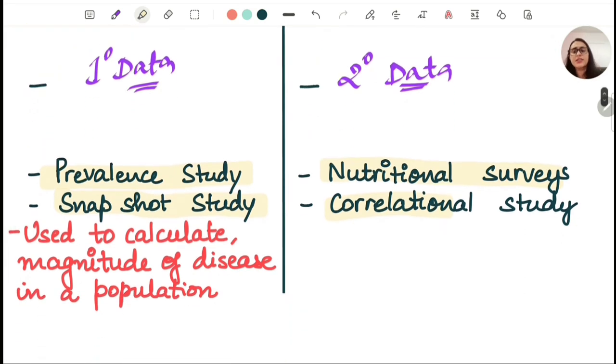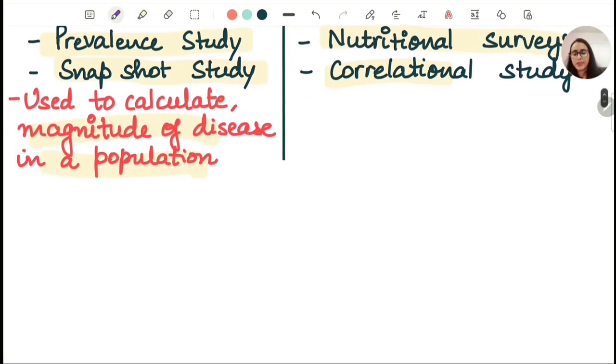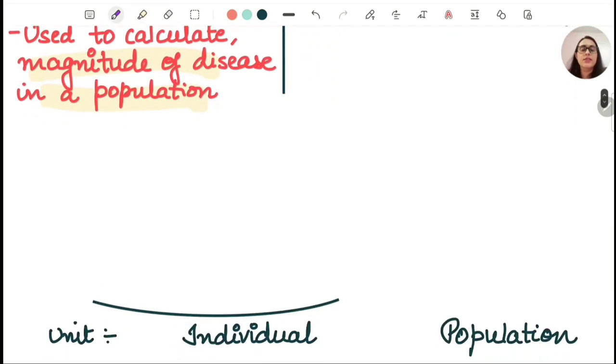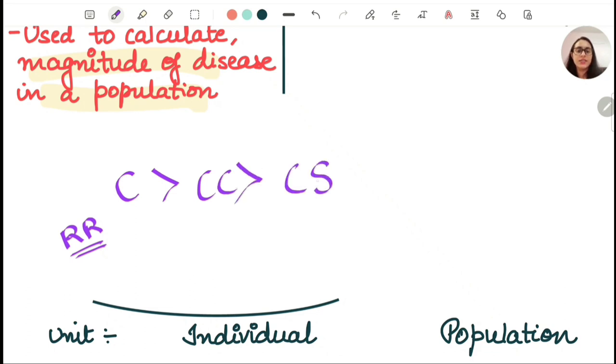So cross-sectional studies are used to calculate the magnitude of the disease in a population. If you compare all the studies, the best study design is the cohort study, because relative risk is a better measure as compared to the odds ratio. So cohort study is better than case control study, is better than cross-sectional study, is better than ecological study.